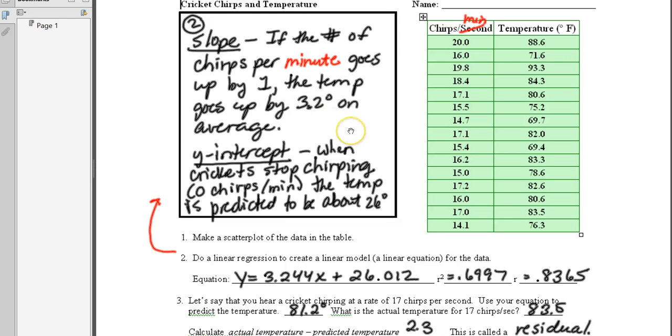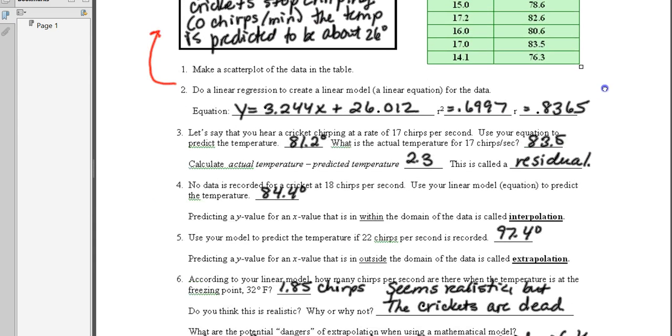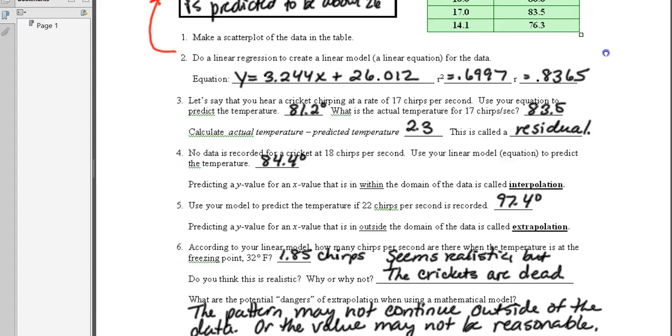The Y-intercept says when crickets stop chirping, 0 chirps per minute, the temperature is predicted to be about 26 degrees. My feeling is, though, when the crickets stop chirping, the temperature is probably much higher than that because they're going to be dead by 32 degrees. Just saying. Okay, now we're going to use this to do some predictions.